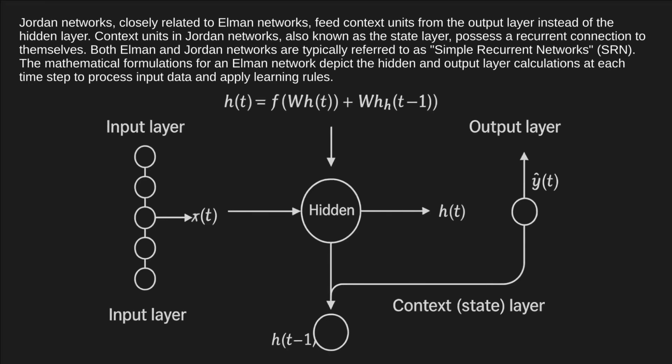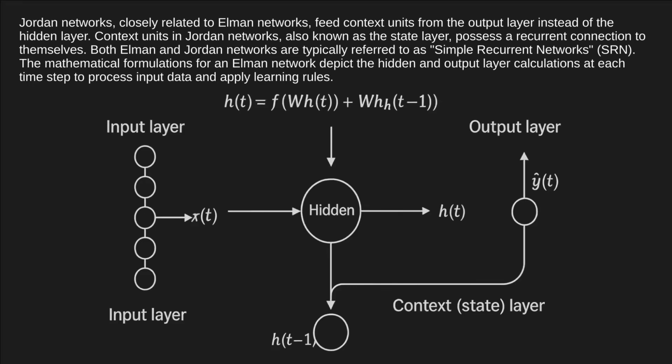Jordan networks, closely related to Elman networks, feed context units from the output layer instead of the hidden layer. Context units in Jordan networks, also known as the state layer, possess a recurrent connection to themselves. Both Elman and Jordan networks are typically referred to as simple recurrent networks, SRN.